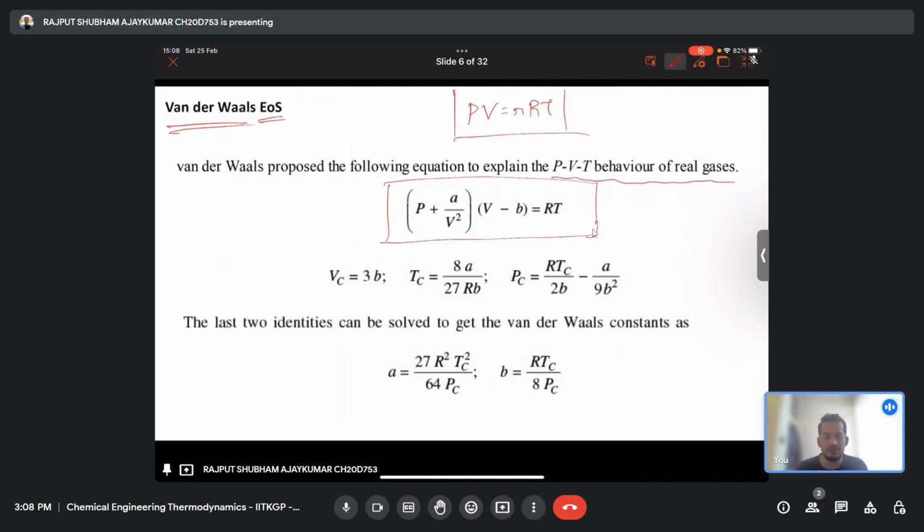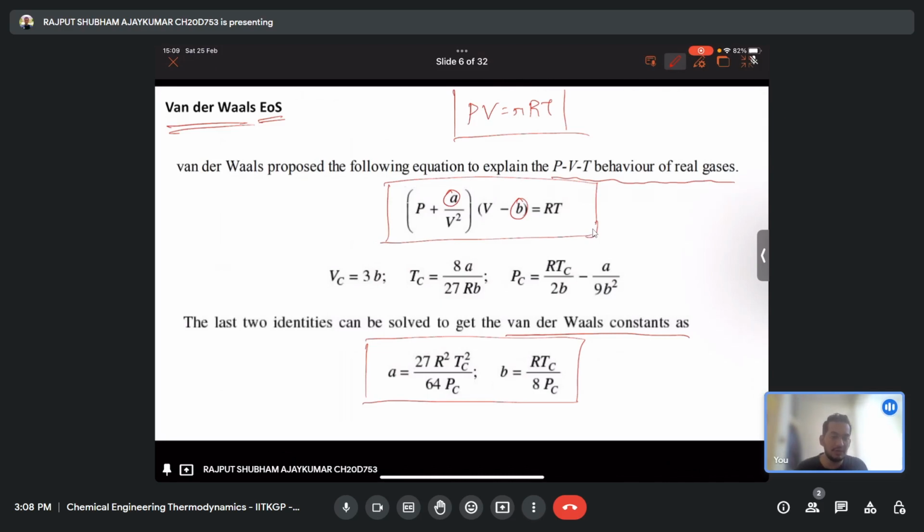So (P + a/V²)(V - b) = RT. Okay, so now there are two different terms here, a and b. This accounts for the van der Waals constants. You can see it's known as the van der Waals constants, and the a and b values have been given up here. What I'm saying is that you don't have to mug up these values, as they can also be derived.